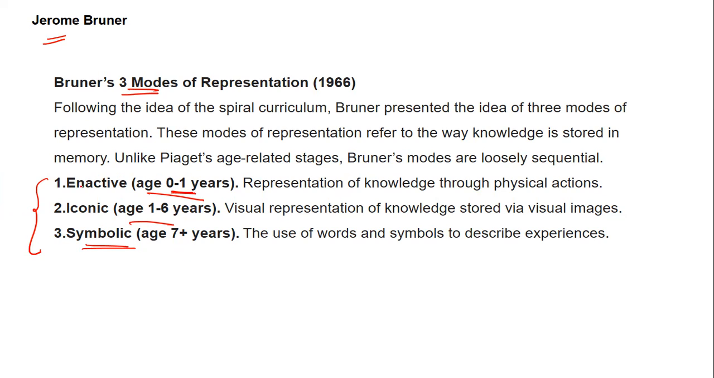When I talk about the enactive stage, it is knowledge represented with the help of physical actions. Here it is basically sensory motor, which we just studied. The iconic stage is with the help of visual images, so this is a type of pre-operational stage. Whereas symbolic talks about concrete and formal operations. It uses words and symbols in order to describe experiences.